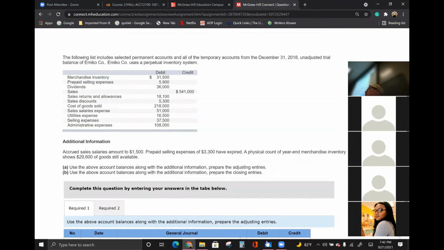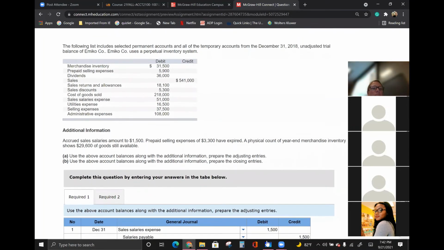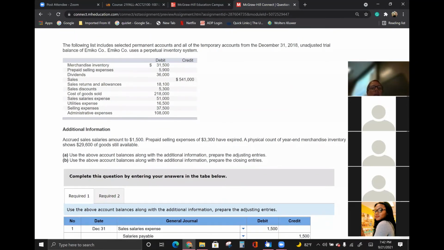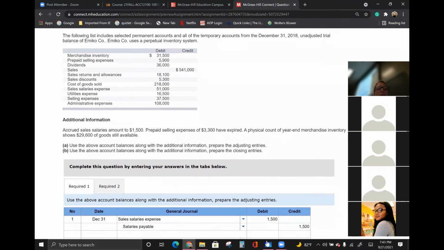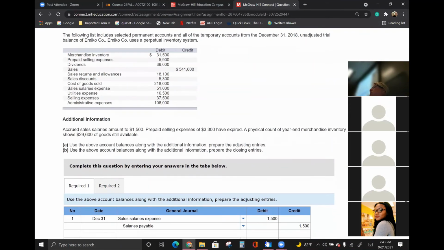So we have to make an adjusting entry, which is what we did last chapter. Accrued salaries amount to $1,500. Prepaid selling expenses of $3,300 have expired. A physical count of year-end merchandise inventory shows 29.6 of goods still available. So let's look at the first one. We accrue salaries of $1,500.